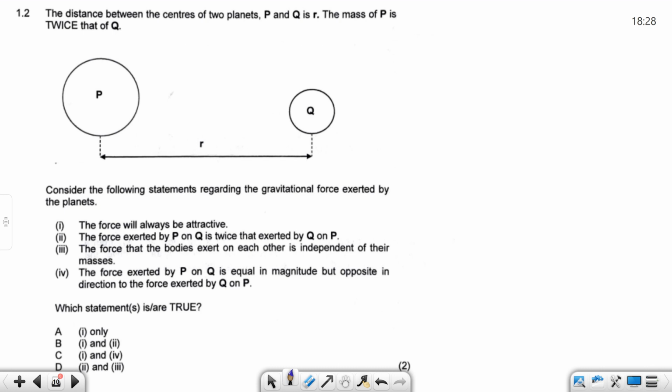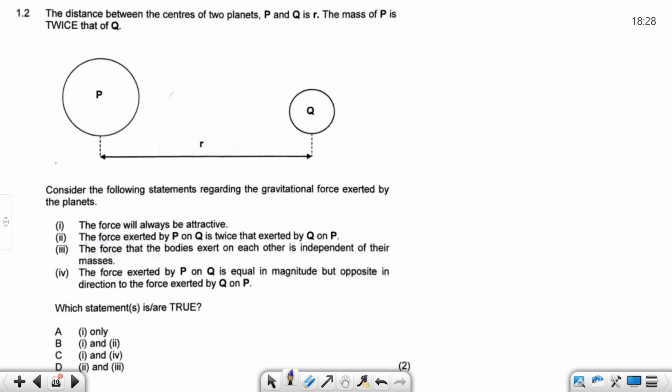Oh, electrostatics. Let's move. Now this is similar to what? Newton's law of universal what? Oh, this is not electrostatics. Actually, Newton's law of universal gravitation. But it's similar to electrostatics. The distance between the centers of 2 planets, centers of P and Q, is R.